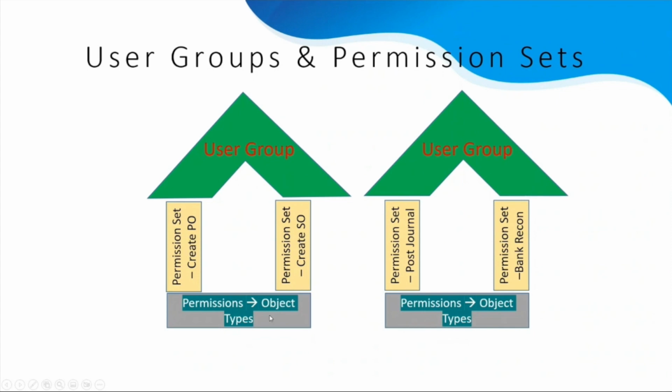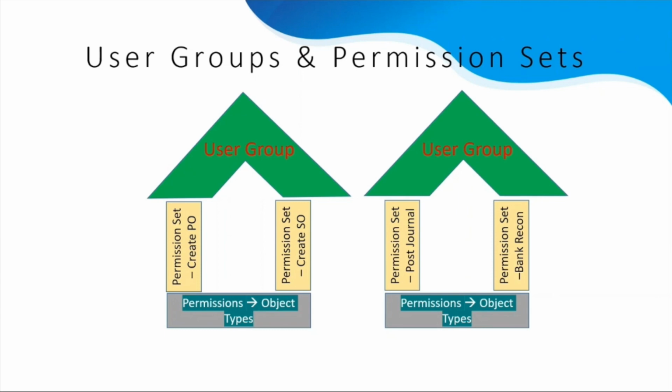So for example, in the first house that we've built, which we call our user group, we have included two permission sets, which are to create a purchase order and to create a sales order. But underlying in the foundation of the user group, you would need to select which tables or which pages you would need access to execute the creation of a PO and the creation of a sales order, as well as when you want to post a journal or when you do want to do a bank recon, that you would need to include that in that specific user group. So as you can see, you can build all these different user groups, which we call our houses.